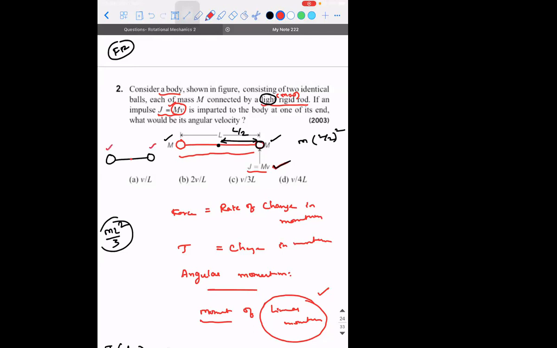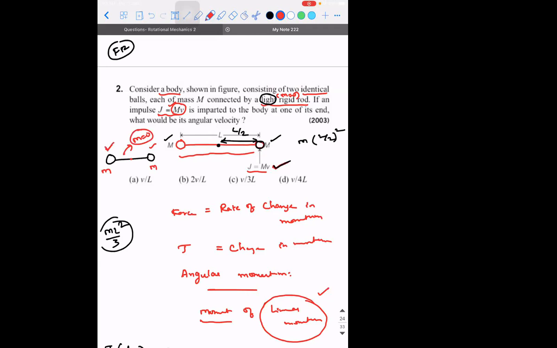Two balls, which are particles. They didn't say it is a sphere. When they say two identical balls, I took it as a particle. Had it been a sphere, things would have been different again; you should have applied the parallel axis theorem. Here I'm taking it as a particle, m, and this rod doesn't have any mass, right?